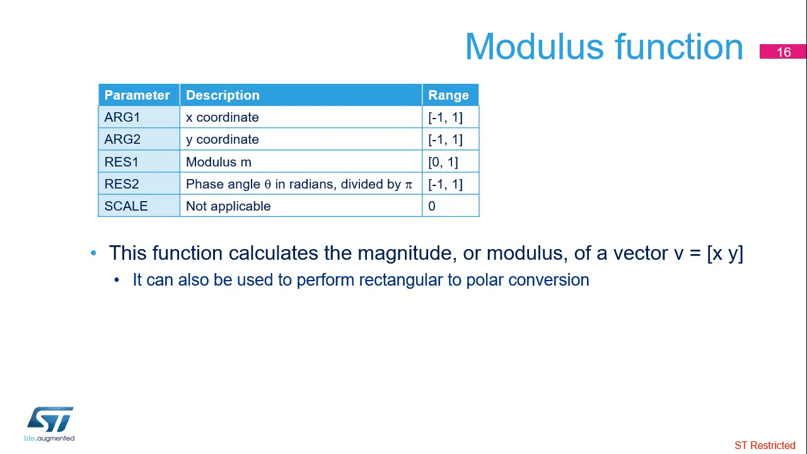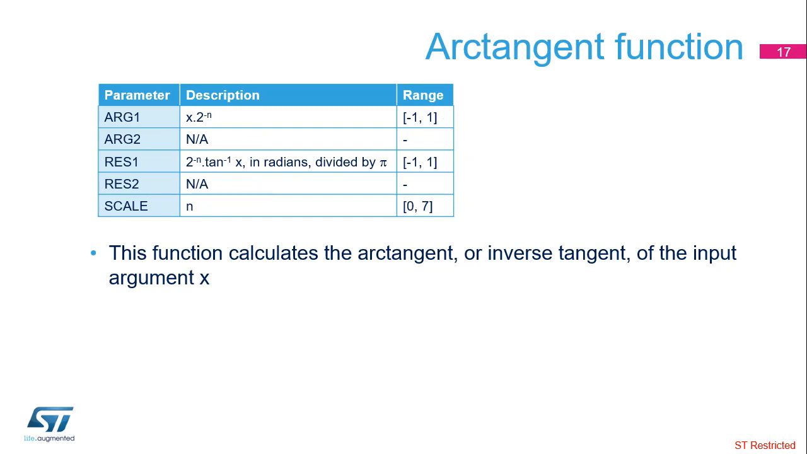Note that values close to pi may sometimes wrap to minus pi due to the circular nature of the phase angle. This slide describes the features of the arctangent function. The primary argument, arg1, is the input value, x equals tan theta.